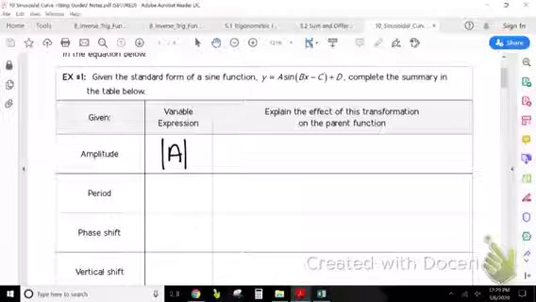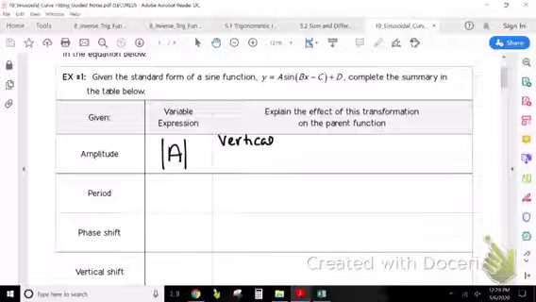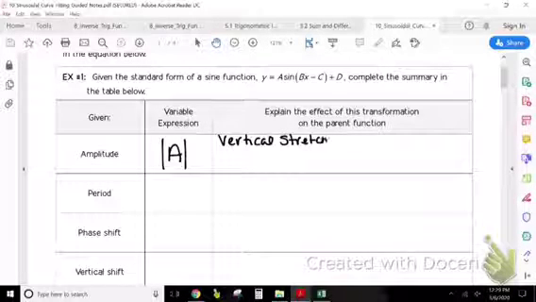Vertical. Good. I'm going to write two different things here, so that's why I'm only using half the box. So it's going to be a vertical stretch, or it doesn't have to be a stretch. What could it be? Compression.